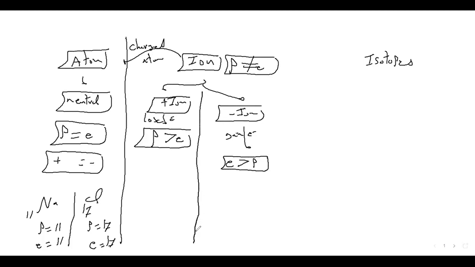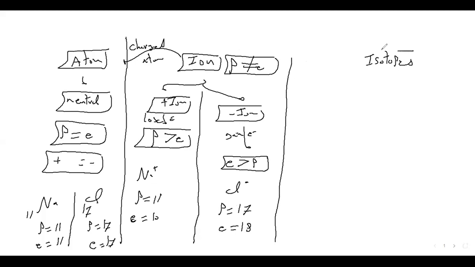For example, if you have Na positive, protons equal 11, electrons equal 10. Negative ion, like Cl negative, protons equal 17, electrons equal 18.